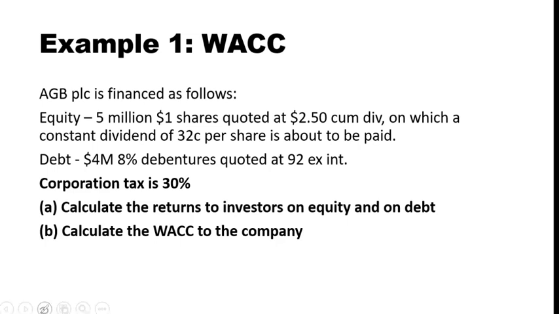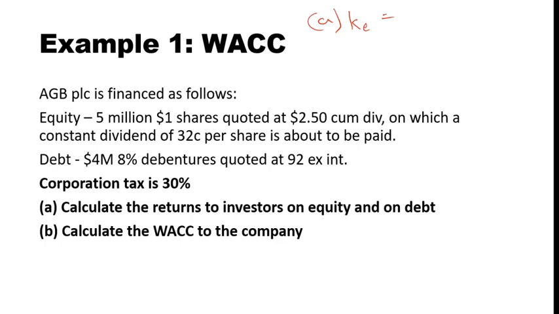So in this case, our work is very simple. For part A, the cost of equity, KE, we can use the dividend valuation model. We need to determine if the dividend is growing or not. The equity is $5 million, $1 shares quoted at $2.50 cum div, on which a constant dividend of 32 cents per share is about to be paid.